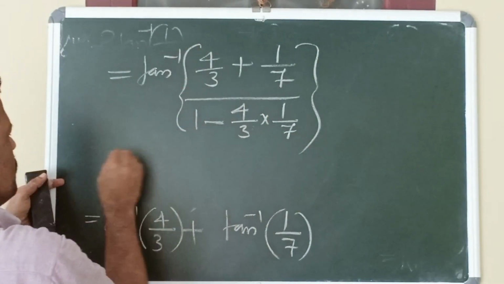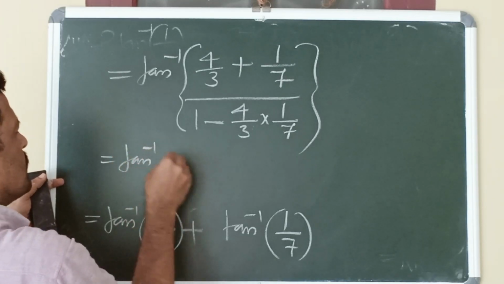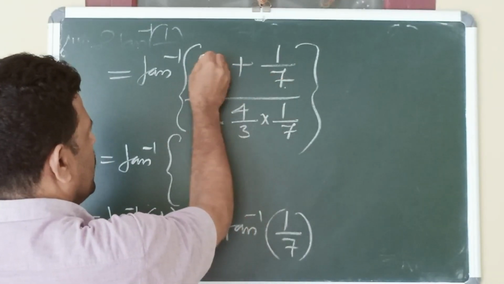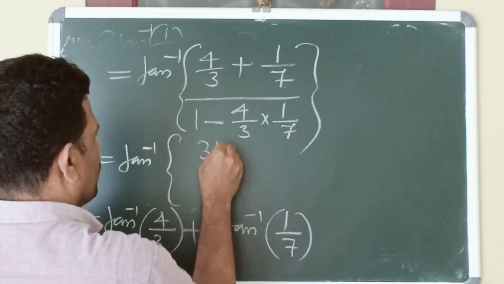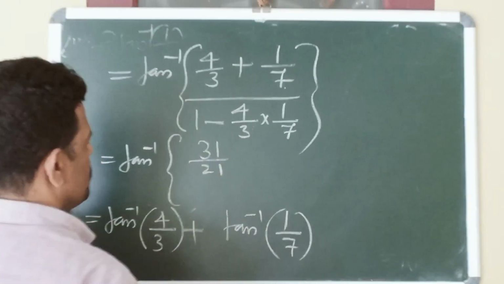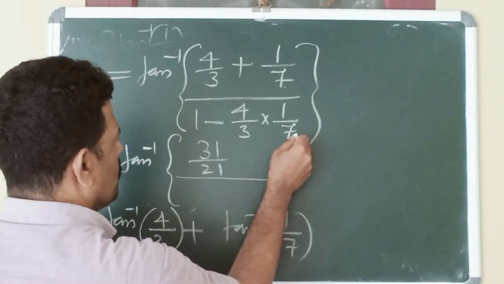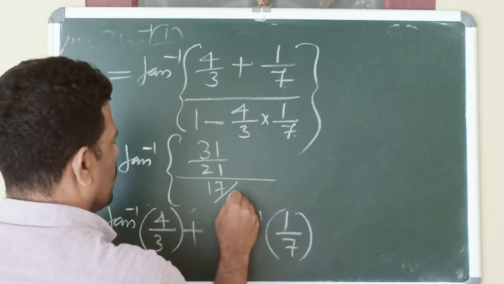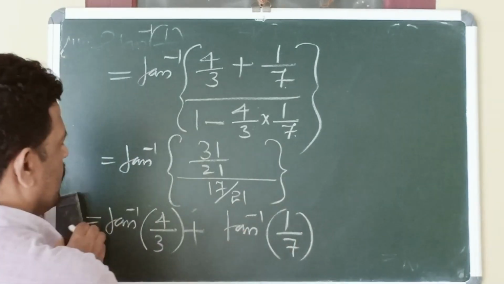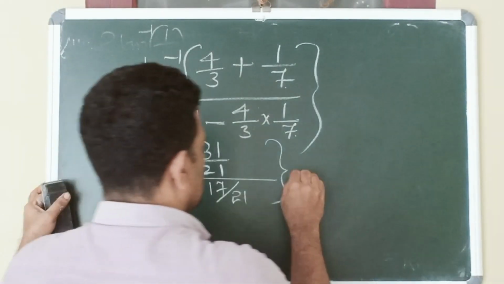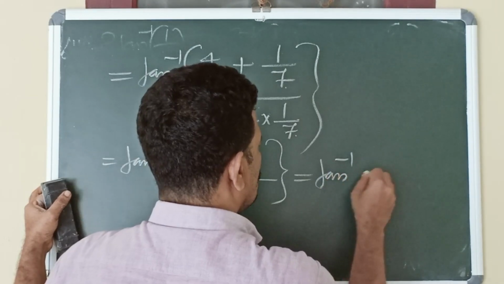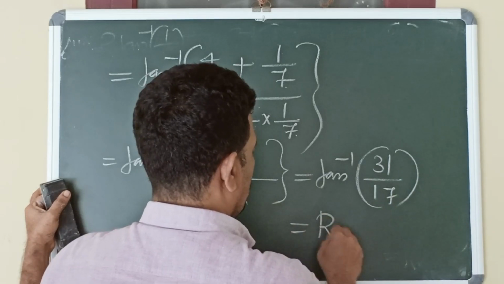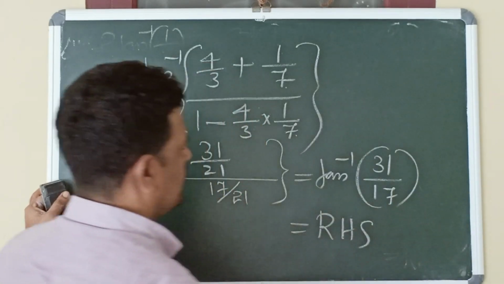That is equal to tan inverse, this 4 into 7 is 28 plus 3, that is 31 divided by 21 numerator. Denominator is 3 into 7 is 21. Therefore 21 minus 4, that is 17 divided by 21. Therefore we get it as tan inverse 31 by 17. That is the right hand side of the problem. Hence the proof.